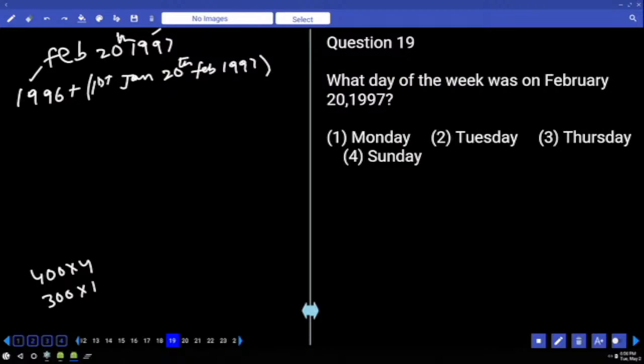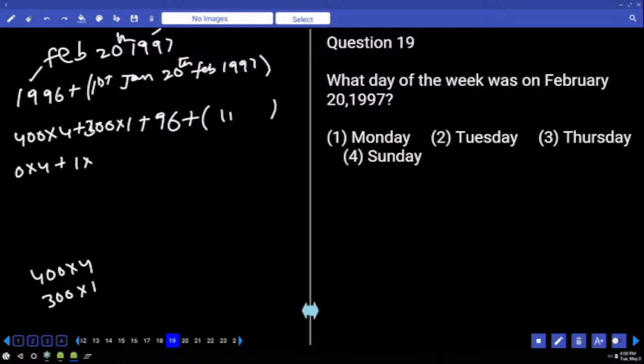300 years will have 1 odd day. Hence, these 400 years, that is 1600, will have 0 odd days. 400 into 4 plus 300 into 1, 1600, plus 96. 400 years 0, 0 into 4, 0. 300 years will have 1 odd day, 1 into 1, 1. Then coming to this 96.